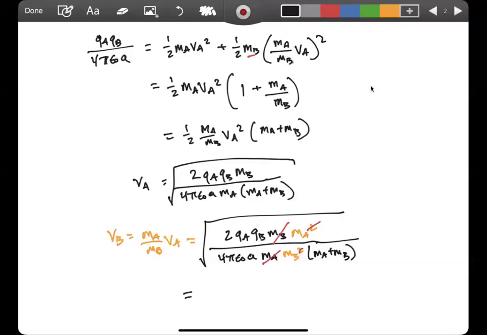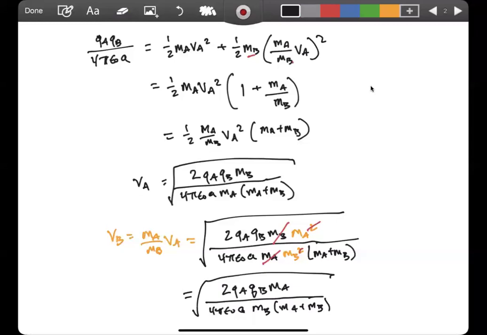So at the end of the day, this is just going to be 2QA QB times MA, which is the opposite of the MB there, times 4 pi epsilon naught A, the original distance, times MB times MA plus MB, all square rooted. Again, all that happens physically on the inside is that the MA and the MB just flop. So it's the inverse of that. Great, that's the end of that one.